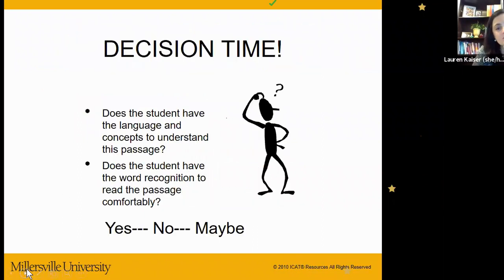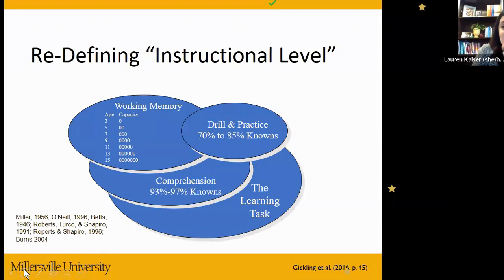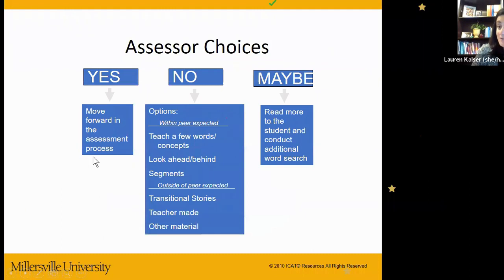And then you as the assessor decide, do they have enough information to go ahead and read this? Or is it going to be too hard? Is it going to be like the Blimblatt, right? And if it's a no, then we have to judge that first of all based on these numbers, right? So do they know 93 to 97% of the words in terms of recognition and word meaning? If it's yes, they can go ahead and read it. If it's no, we have to think about it.